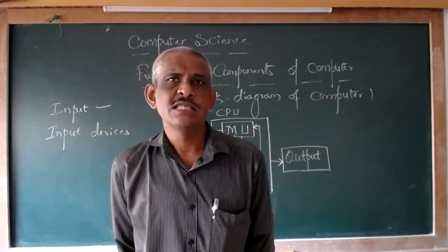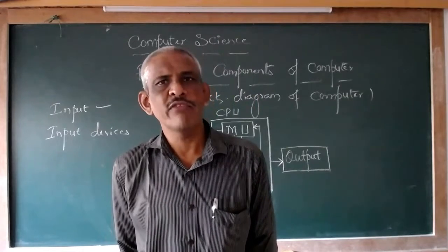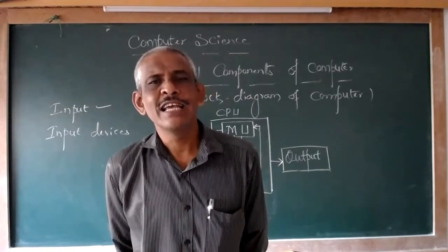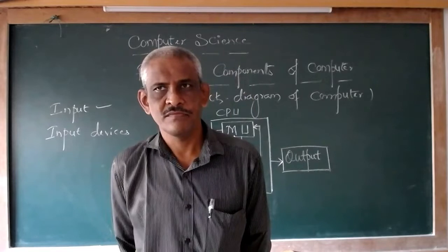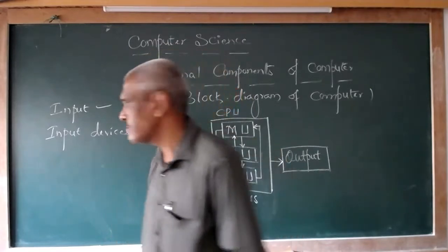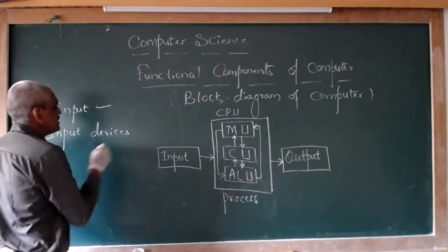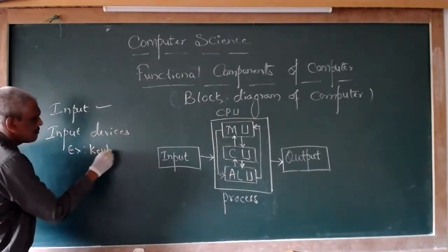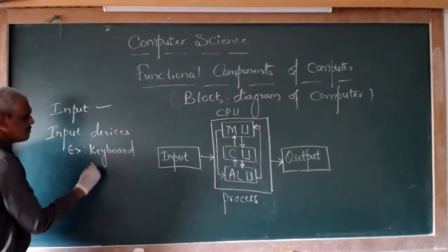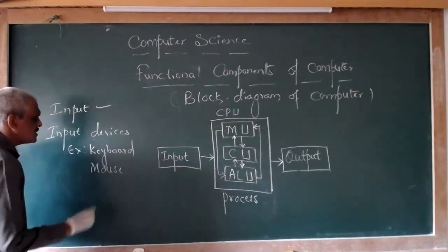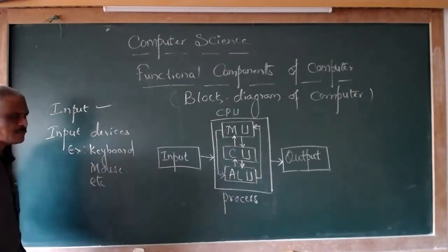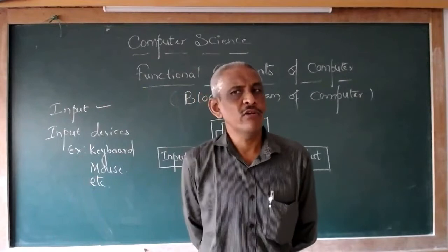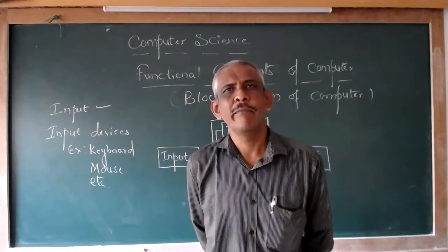The devices using which we can give or we can feed data or instructions to the computer are called as input devices. Example, after this, the examples: keyboard, mouse, etc. Keyboard, mouse, etc. I have taken only two here. Many are there. Many input devices are available.